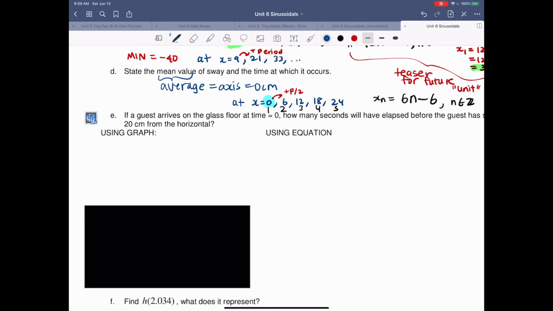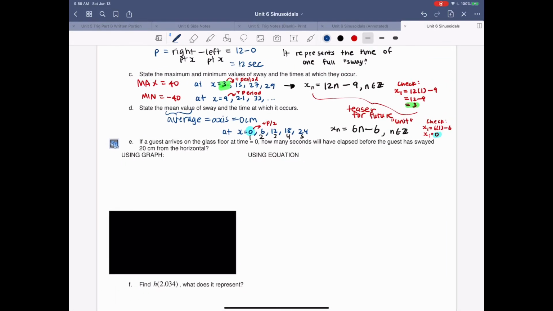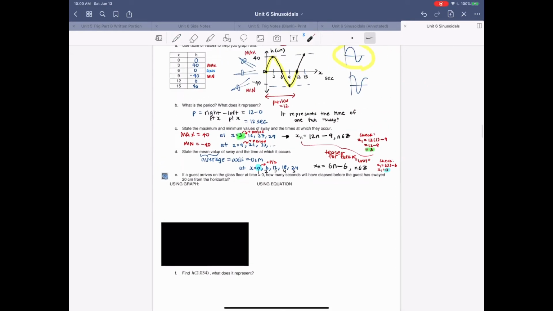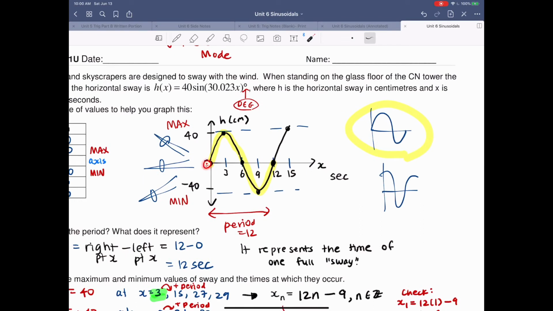For E, if a guest arrives on the glass floor at time equals 0, how many seconds will have elapsed before the guest has swayed 20 centimeters from the horizontal? So what that means is that when you're at the CN Tower, you're going to feel like you're still, but the CN Tower is going to shift slightly left and right. And so it's asking when is this going to occur? When is h going to equal 20? Therefore, your position is also 20 centimeters off compared to where you started from.